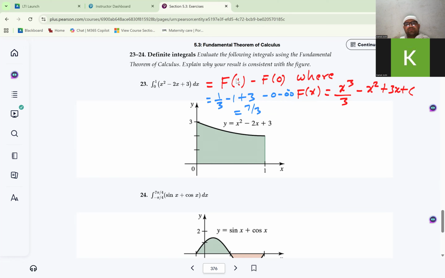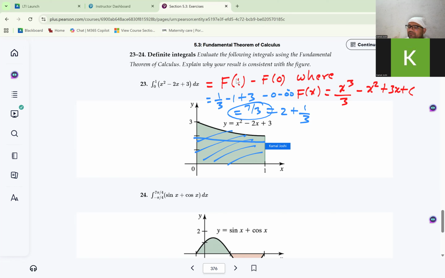Explain why your result is consistent with the figure. Okay, I don't know. The only consistent part I'm seeing is the value is positive that we get here, and it is consistent because the area is positive here. And if you think about it, why it is 7 over 3, which is 2 plus 1 over 3 basically, right? So you can see that here.